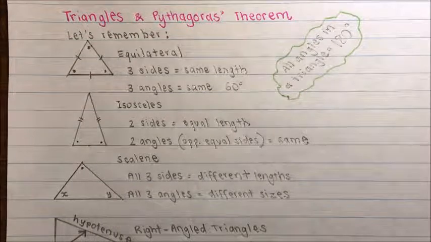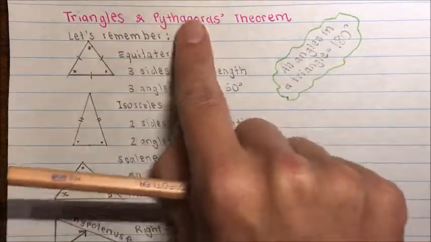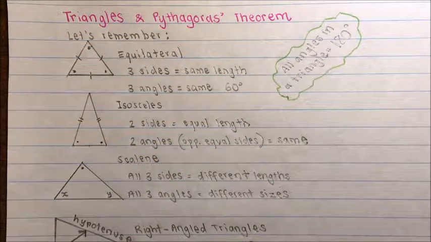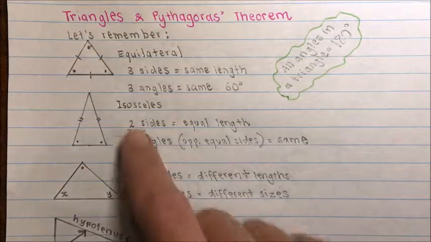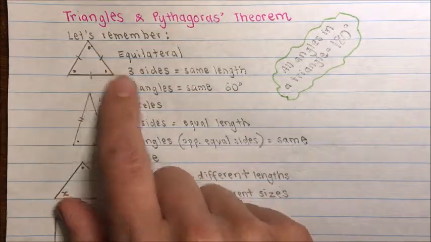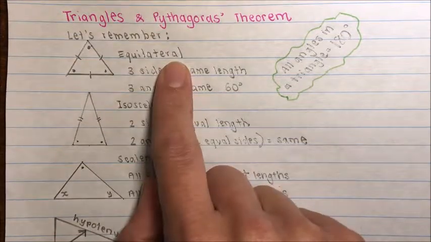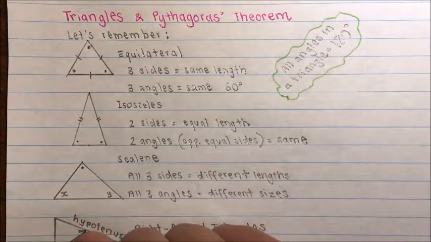Hey everybody, it's Miss Sullivan talking triangles and Pythagoras' theorem. So before we begin, let's just remember some stuff we already know about triangles. If I've got a triangle that's got three equal sides and three equal angles, I've got an equilateral triangle. Terrific.